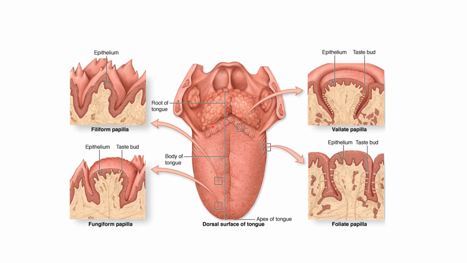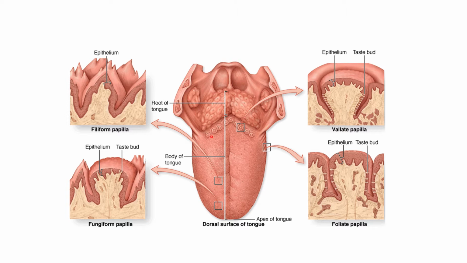Between the anterior two-thirds and the posterior one-third, the anterior two-thirds is lying in the oral cavity, while the posterior one-third is present in the oropharynx. There is a V-shaped sulcus present, which is open anteriorly, and just behind the tip of the V there is an opening which is called the foramen cecum.